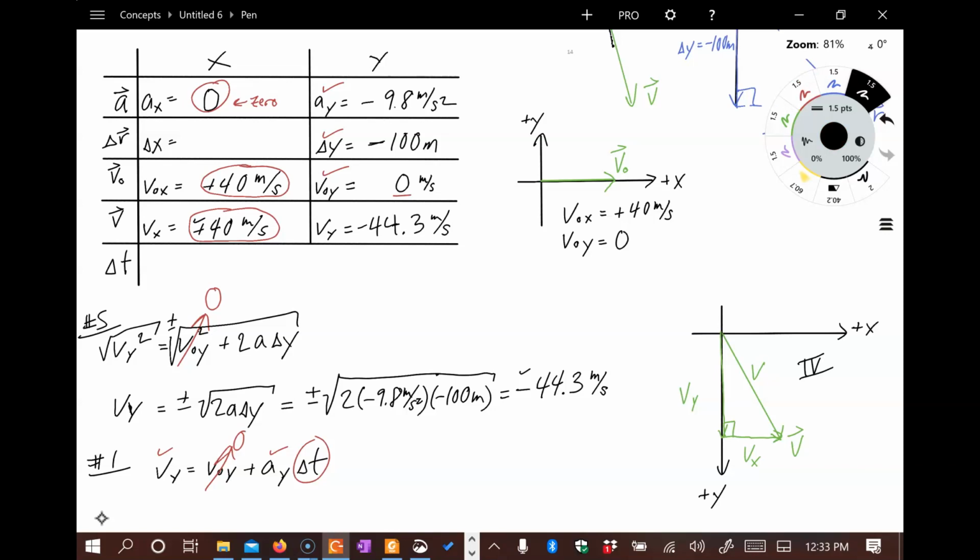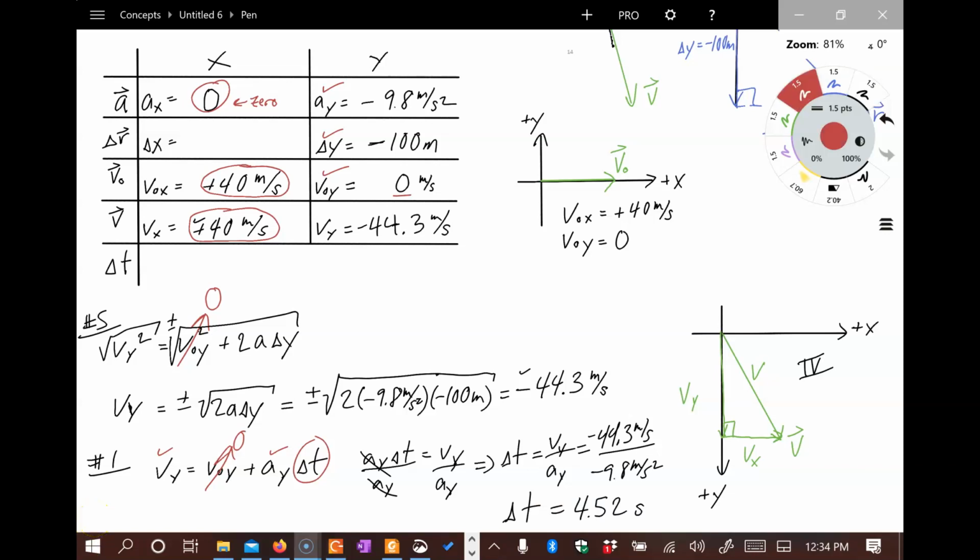So let's just do a little bit of algebra here. If we rearrange this, we're going to get ay delta t is equal to Vy. Let's divide by ay on both sides, cancel those out, and we're going to see that delta t is equal to Vy divided by ay. We know the numbers, Vy is minus 44.3 meters per second, ay is minus 9.8 meters per second squared, and when we solve this for delta t, we end up getting this.